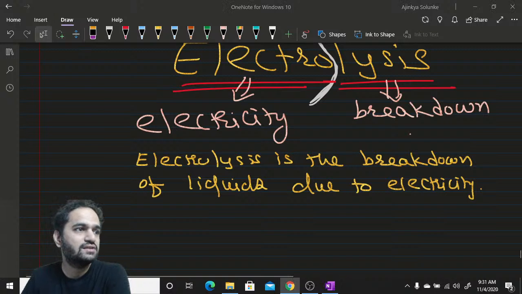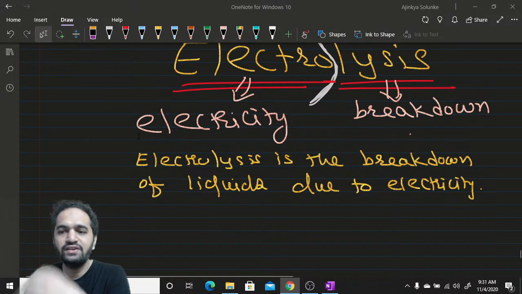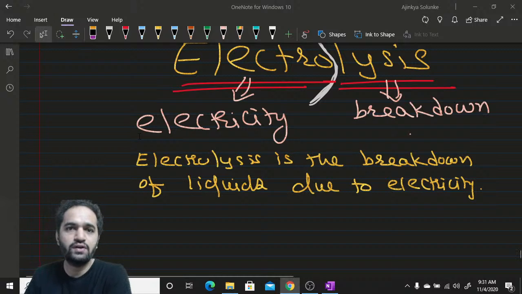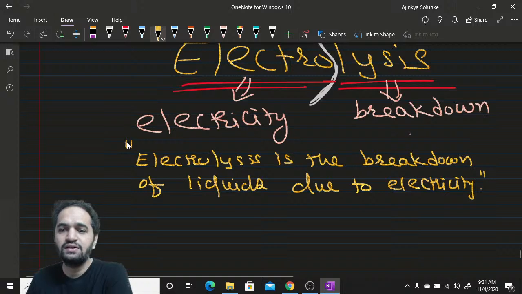Are you understanding this? Okay, so that is your definition. You can either use the textbook definition that you have, or you can use this one if you feel it is easy. Electrolysis is the breakdown of liquids due to electricity. That's it.